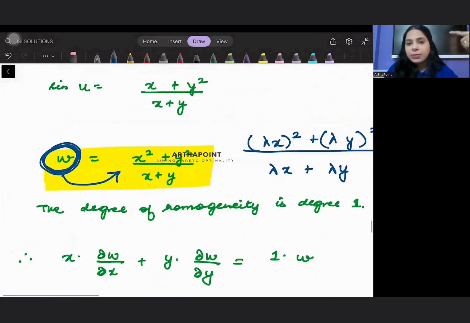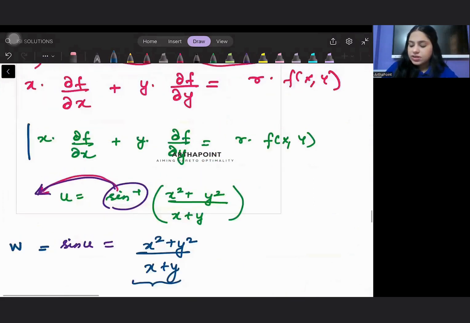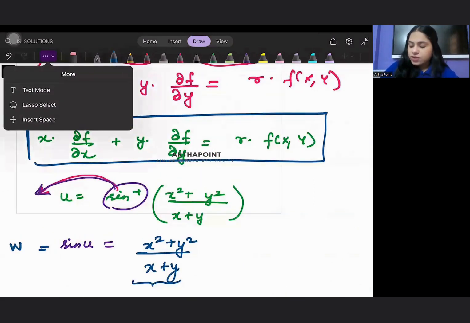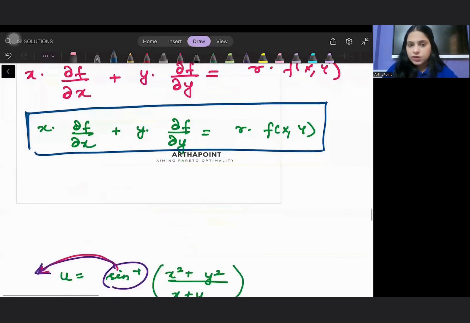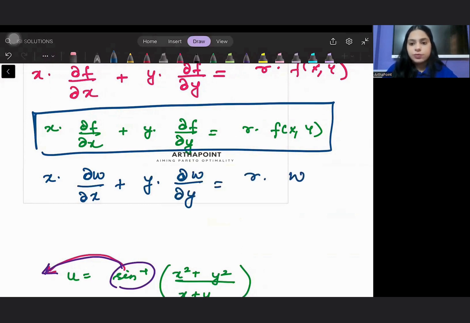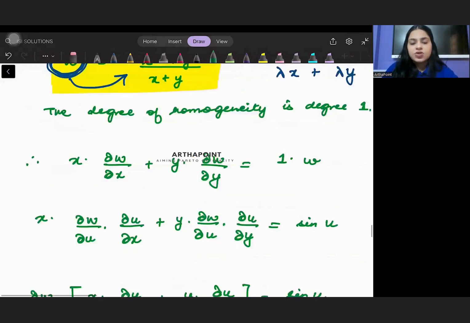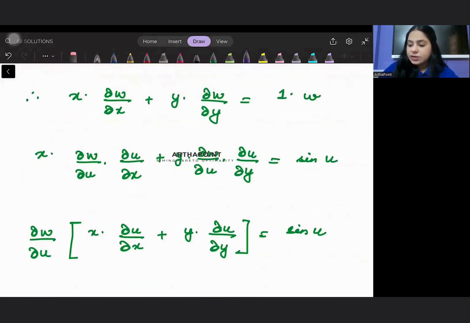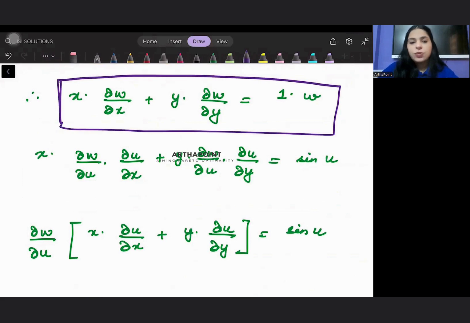Now I am going to use the same property again, this time for the function w. I can say x del w by del x plus y del w by del y is equal to r into w, and here r is 1 because the degree of homogeneity is 1. So the equation is x del w by del x plus y del w by del y is equal to 1 into w.